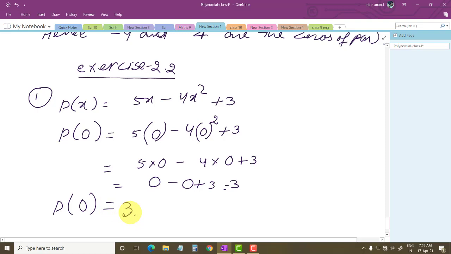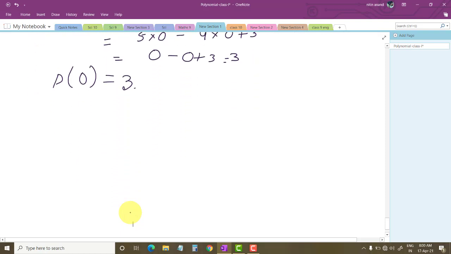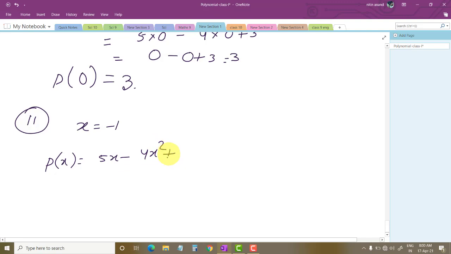Clear everyone? Now see question number 2. Question number 2 is the value of this polynomial at x is equal to minus 1. That means firstly we will write our Px. What is the Px? Px is 5x minus 4x square plus 3. We have to find the value of x at minus 1. That means P minus 1 we have to find.